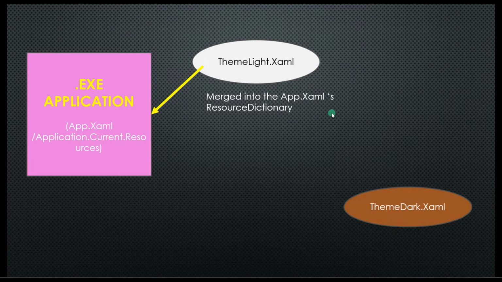You have two or more. You could have n number of resource dictionary files, but of all the resource dictionary files, the key principle is only one is loaded into your application. So that is your current theme, and during runtime, you somehow need to find a way to unregister or remove it from your resource dictionary and add the new theme to your resource dictionary.